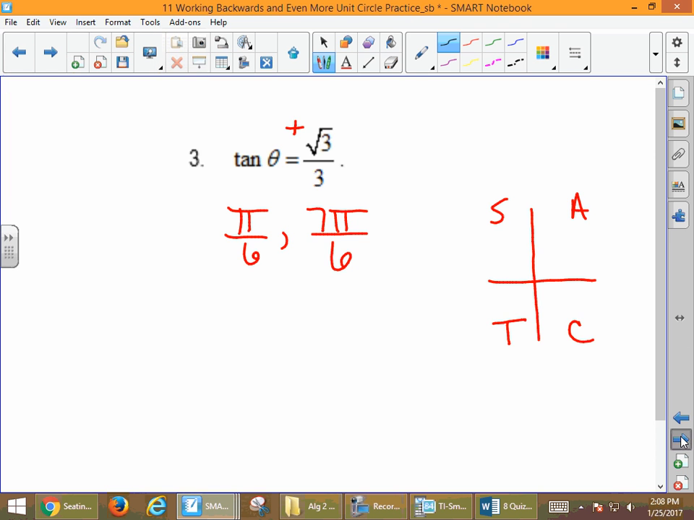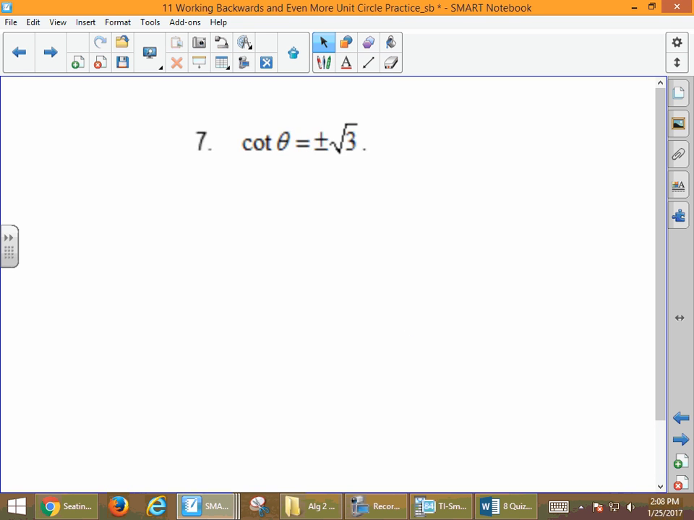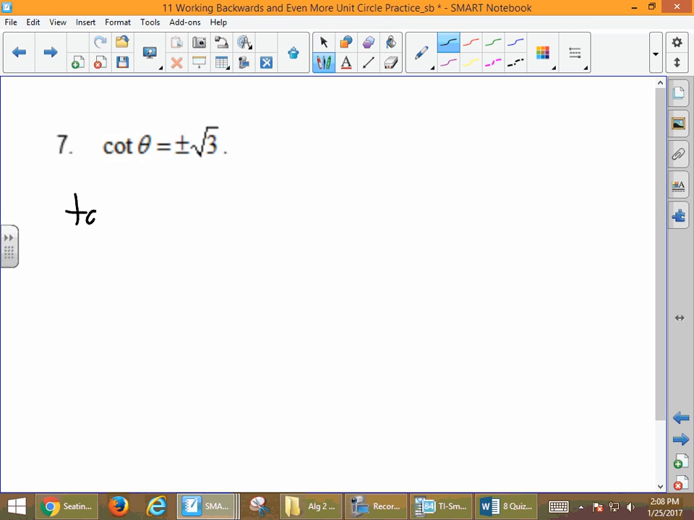So if we jump over here to another example, number 7 is the cotangent. Well, I personally look at this from the perspective of the reciprocal. So cotangent of theta is the reciprocal of the tangent of theta, which means that we would be dealing with 1 over the square root of 3. And it's still plus or minus. We don't really like to have the radical in the denominator, so let's get rid of the radical in the denominator.